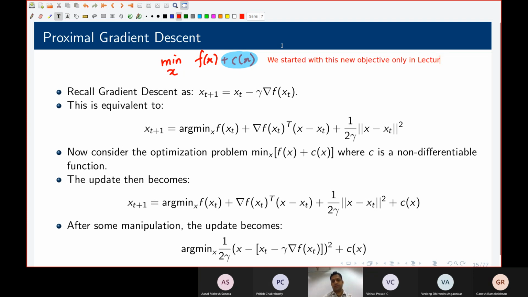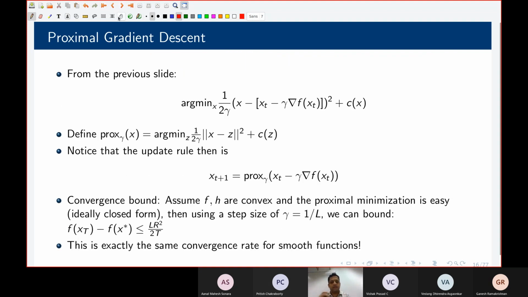We began with this only in lecture 19. Okay, and then the convergence bound we found is LR squared by 2T.